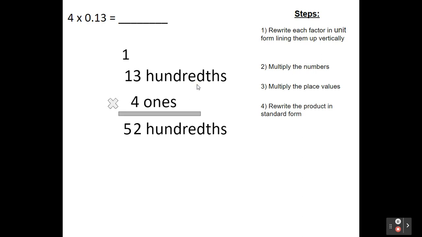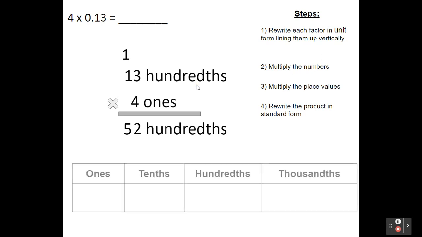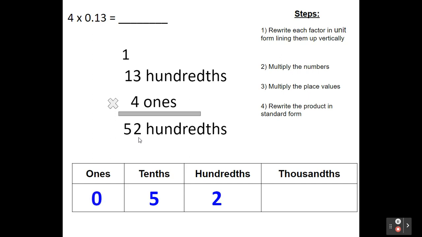Now let's rewrite the product in standard form. We can use our place value chart to help us. We're going to place 52 hundredths in the place value chart. So since the 2 in 52 is the last digit, that's going to go in the hundredths place. The 5 is regrouped to the tenths place. There's nothing in the ones place, so we can place a 0. Now remember, the decimal point always goes between the ones and the tenths place. So our answer is 0 and 52 hundredths.